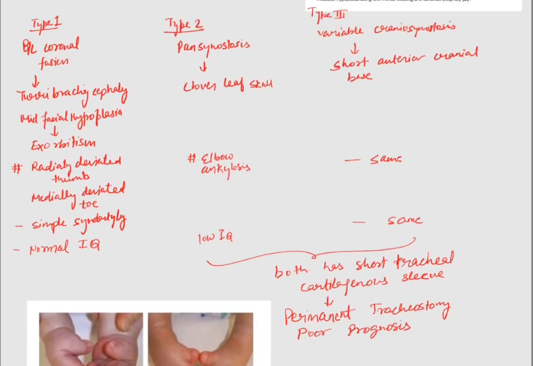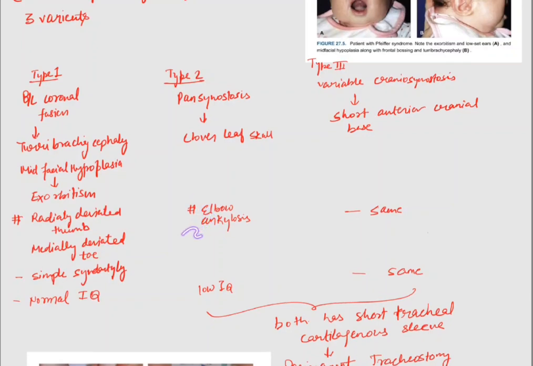There is also associated elbow ankylosis. The IQ is low. There is also a type 3 variant where, instead of pansynostosis, there is variable craniosynostosis. Therefore, clover leaf skull is not present here.